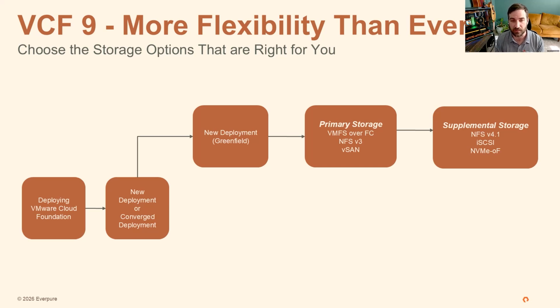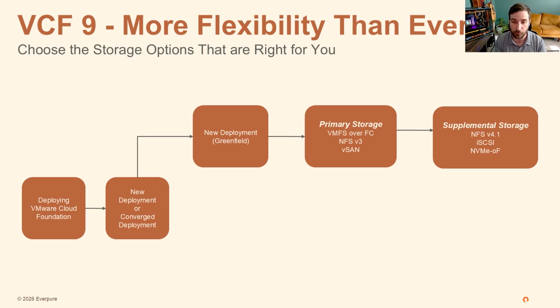So let's walk through what that looks like. You want to go ahead and deploy a new VCF instance. You need to make sure that you're prepped for either, if you're using Everpure, VMFS over Fibre Channel or NFS v3. And of course, you still have the option to do vSAN if you choose to do so and you have local drives.